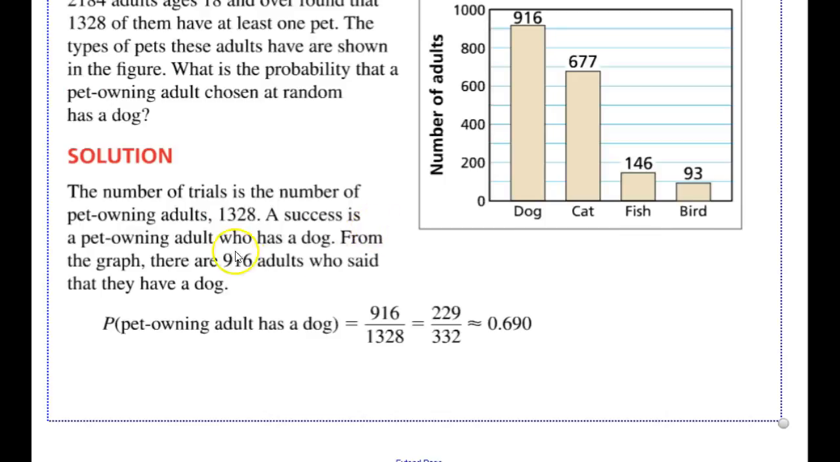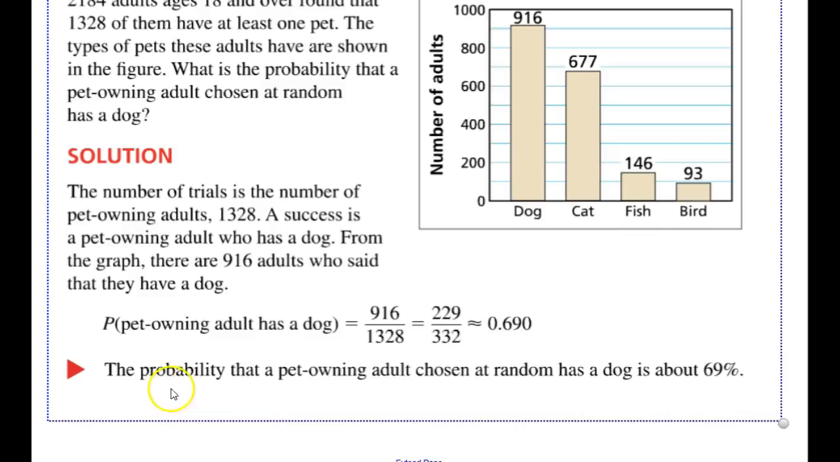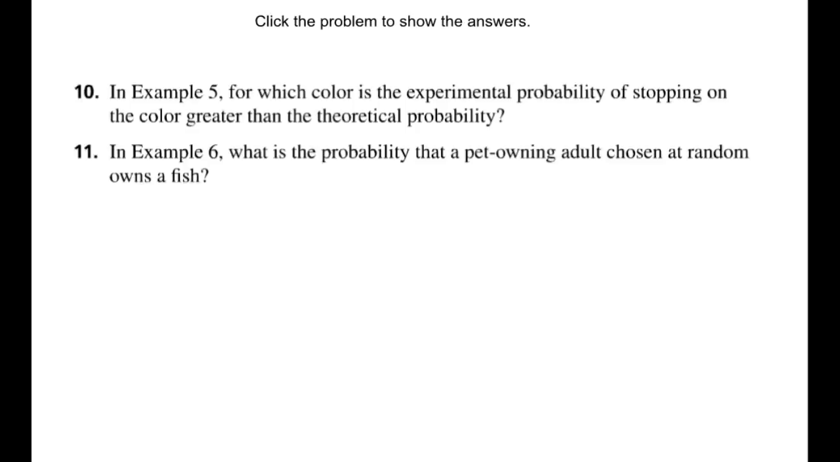A success is a pet-owning adult who has a dog, which from my table I see is 916. So the probability that a pet-owning adult has a dog is 916 divided by 1328, which simplifies to approximately 0.69. So the probability that a pet-owning adult has a dog is about 69%. Here's your last monitoring progress. Go ahead and try these before you try your exercises.